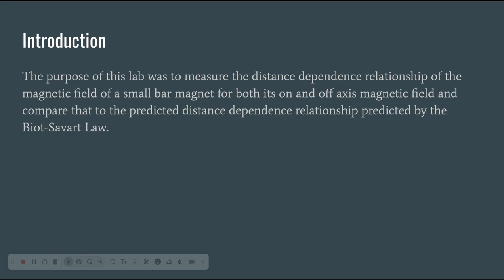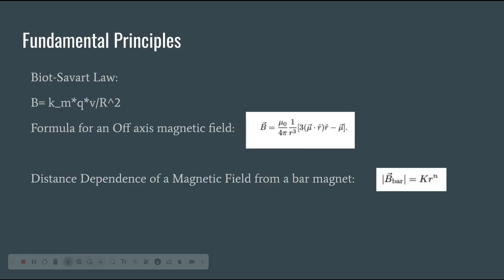All right, so the purpose of this lab was to measure the distance dependence relationship of the magnetic field of a small bar magnet. Then we made a computational model and compared the two. We used a magnetometer app we downloaded on our phones for this purpose.